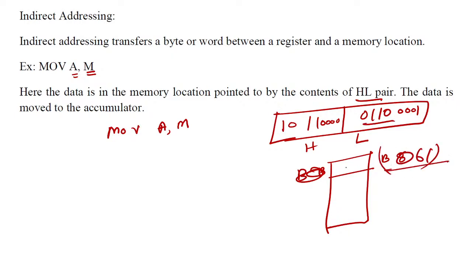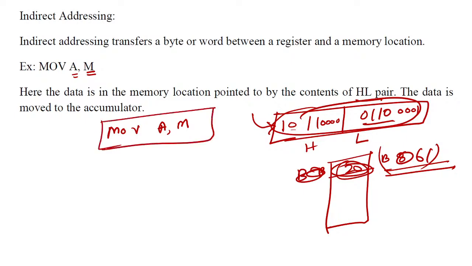On this address we have some data. First you go to the register pair HL. From that register pair you pick up the address, then you go to that address in memory, and then you pick up the data. So this is register indirect addressing mode. Register indirect addressing mode is supported by the 8085 microprocessor. I hope you understood this.